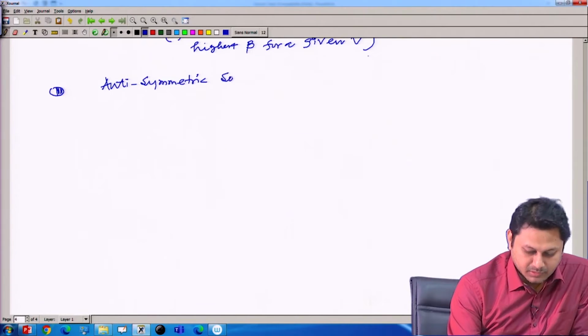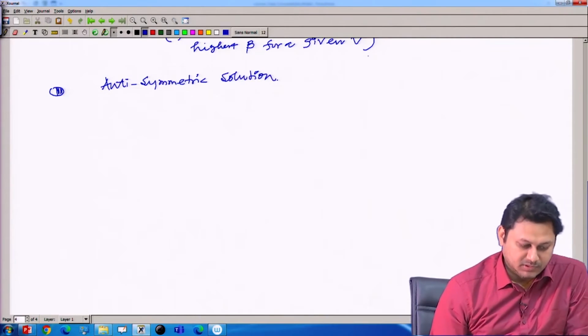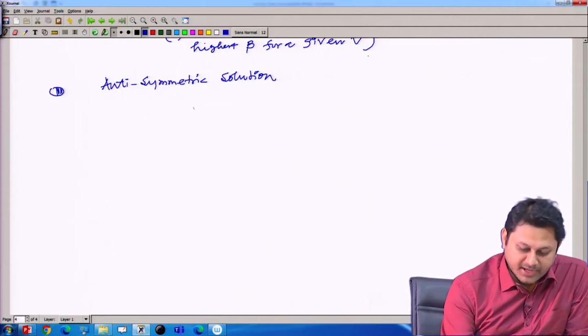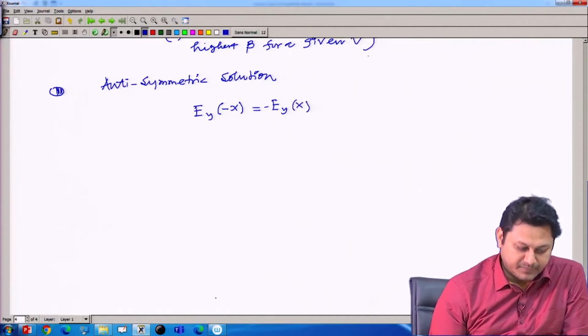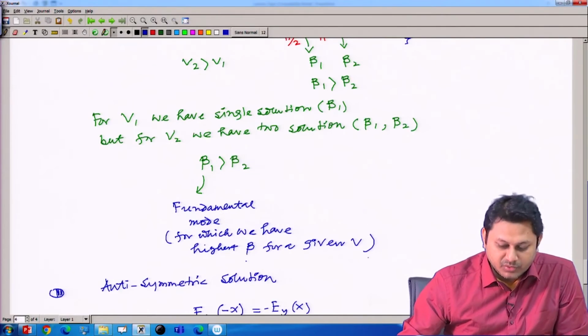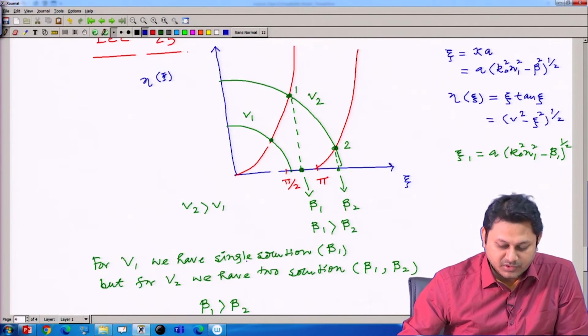Antisymmetric solutions, or antisymmetric modes. For an antisymmetric solution we have the condition that E_y of minus x should be equal to E_y with a negative sign of x. That is the condition. The general solution, we know what the general solution is.